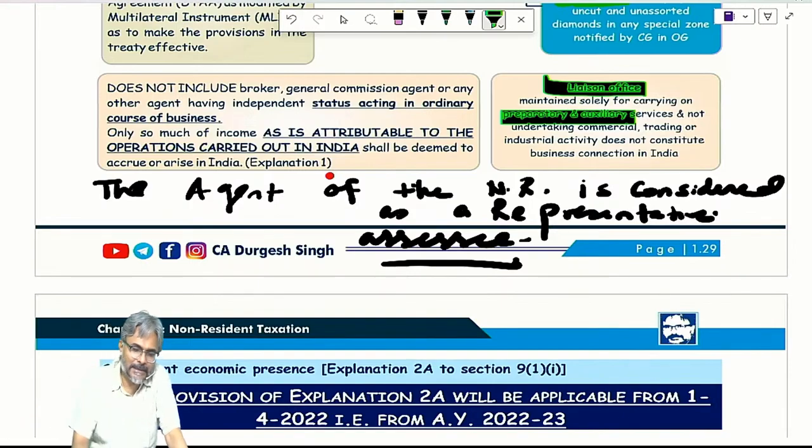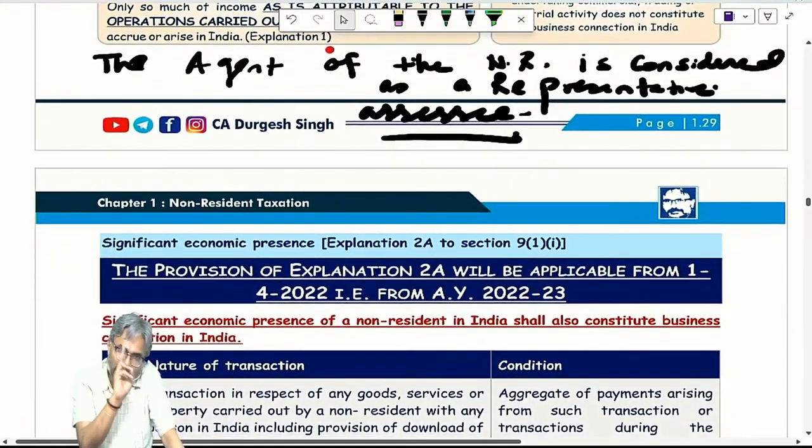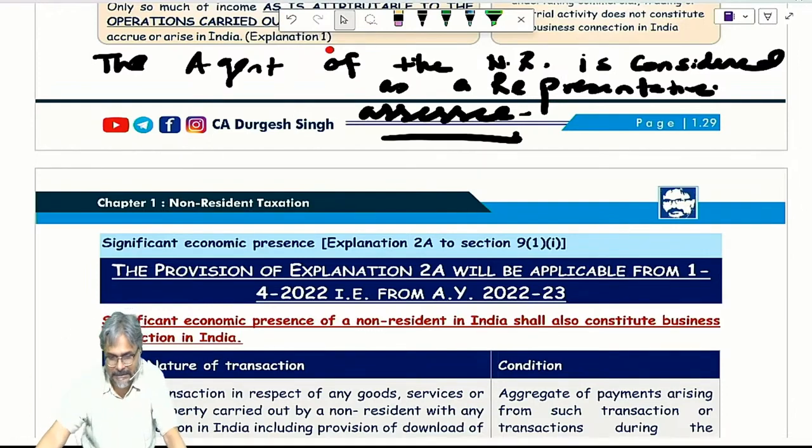Now, let's enter into the discussion about the second inclusion to the definition of business connection, which is significant economic presence. Students, you would be aware of this fact. Business connection, if you see yesterday's three phases which I gave to you, in phase number 2, the non-resident has established a branch in India, and accordingly we have considered that the non-resident has a business connection in India. That is what we discussed.